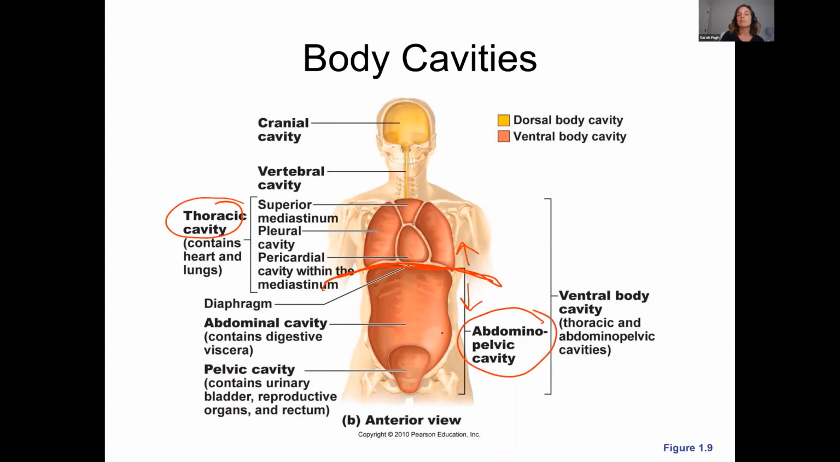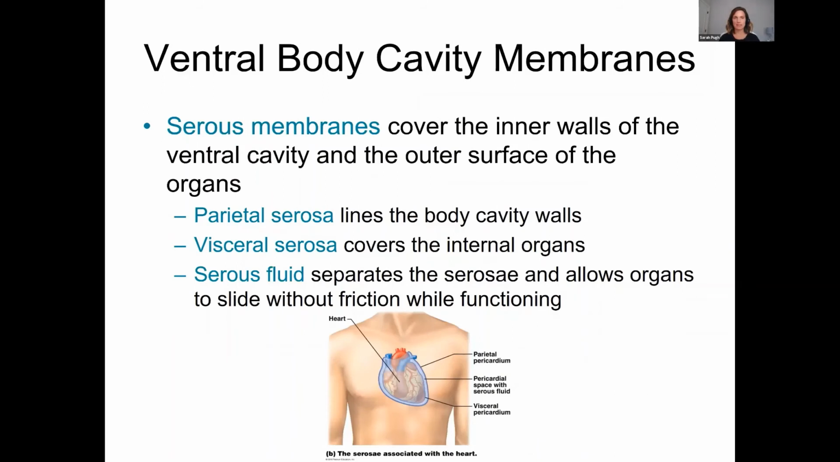And then we have our subdivisions, right? We have our mediastinum, we have our pleural cavities, we have our pericardial cavity. Down below in that abdominopelvic cavity, we just split it into abdominal and pelvic, okay? And in the back, we can see the dorsal cavity in yellow, and we can see the cranial cavity up top, housing the brain, and then we can see the vertebral cavity peeking out right there. So those are our body cavities, okay?